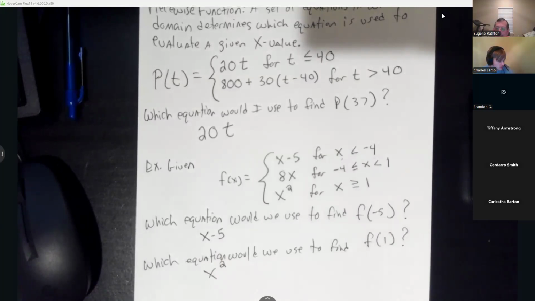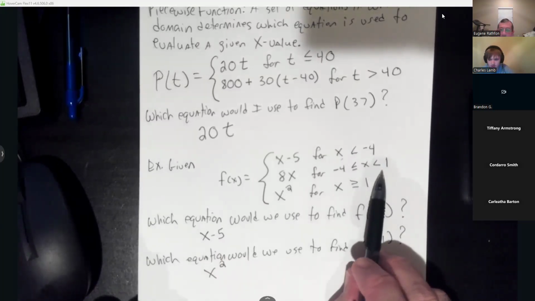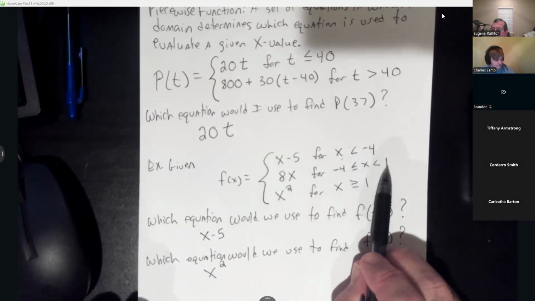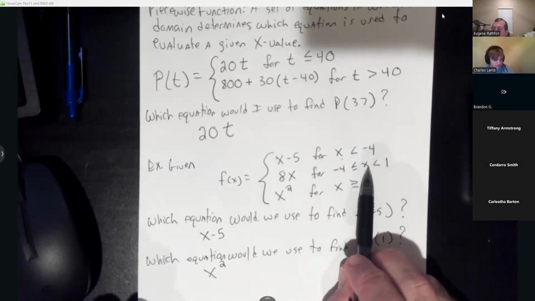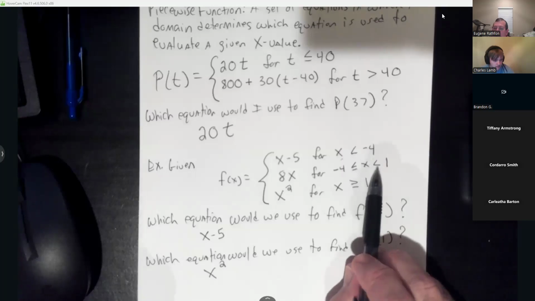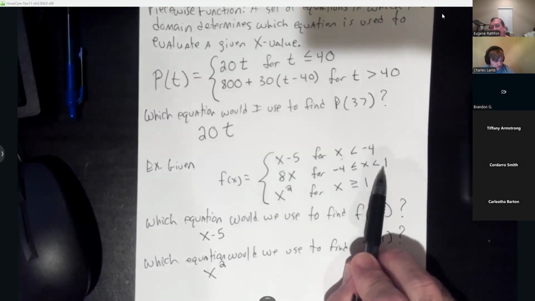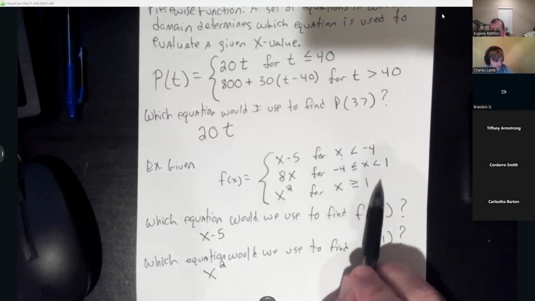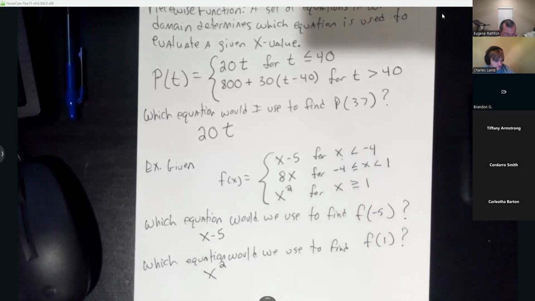Okay, so y'all, I'm getting a few that are saying the second one, but see, the second one says if your x is less than 1. So this one goes up to 0, all the way up to maybe 0.999, but it cannot equal 1. If it equals 1, you got to go with this third one, okay?